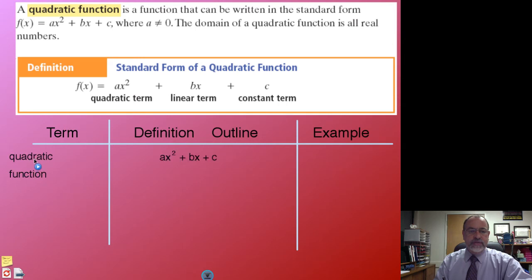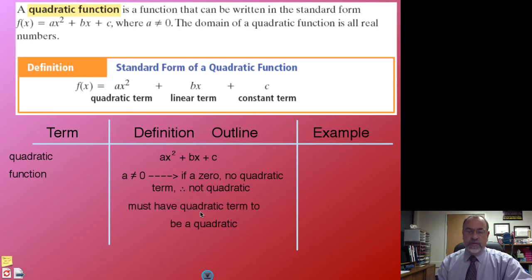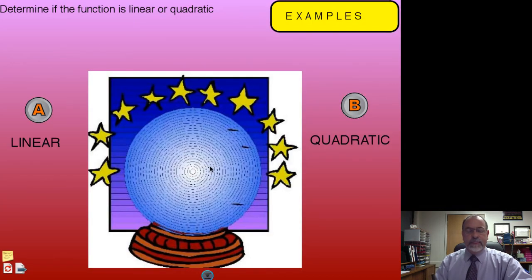So we broke that down into some of the key points here. This is the standard form. The a cannot be 0 because if it were, it wouldn't be a quadratic. It must have a quadratic term in order to be a quadratic. So we want to do a few examples. What we'll ask you to do is determine if the example is a quadratic or not. So if we had this right here.